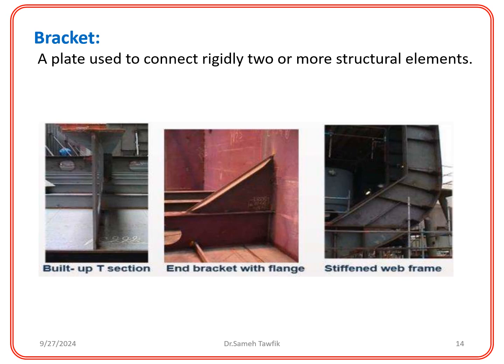End bracket with flange. This bracket has a flange, or a flat, projecting part, that extends from one end. It's often used to connect structural elements at an angle. Stiffened web frame. This type of bracket has a web, or a vertical section, that is stiffened with additional plates or sections. It's used to provide extra support and rigidity to connections. Brackets are essential components in ship construction, as they ensure that the various structural elements are securely joined together to form a strong and stable vessel.